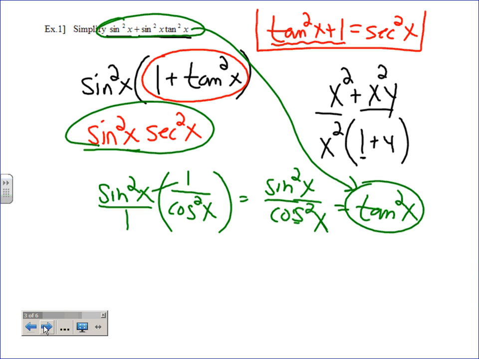We factored it out, just like over here we factored out the x squared. Do you agree if I multiply this back out, I get the same thing I started with? Same thing here. If I multiply this out, do I get the same thing I started with? Yeah, so if you ever have two that are similar like that, factor them out.